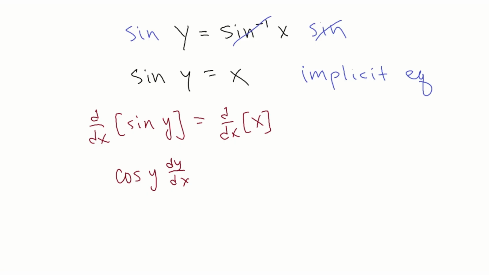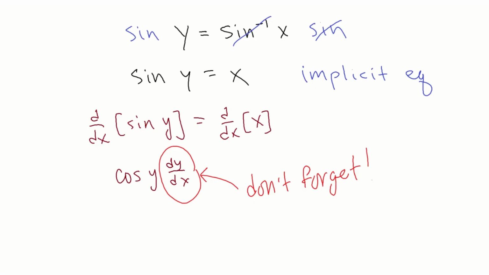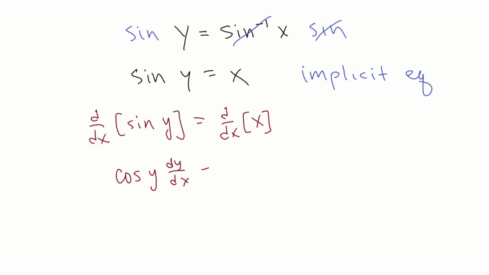This is one of the most common mistakes students make on the AP exam when they're solving problems related to implicit differentiation. They forget to use the chain rule and leave out the dy/dx. Over to the right side, the derivative of x with respect to x is just 1. Now let's isolate dy/dx.